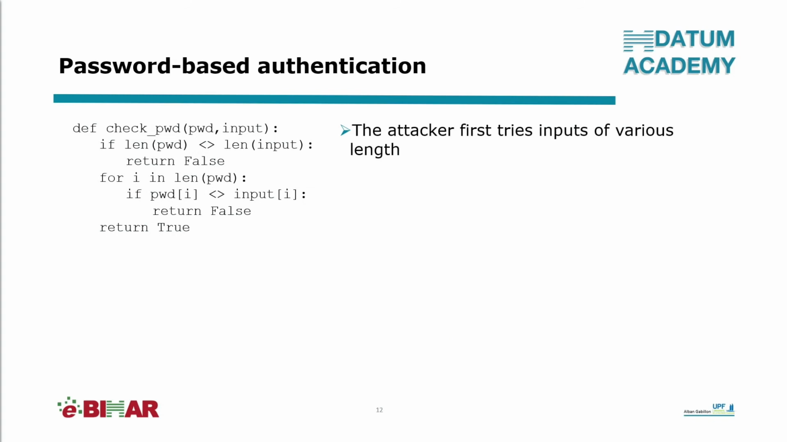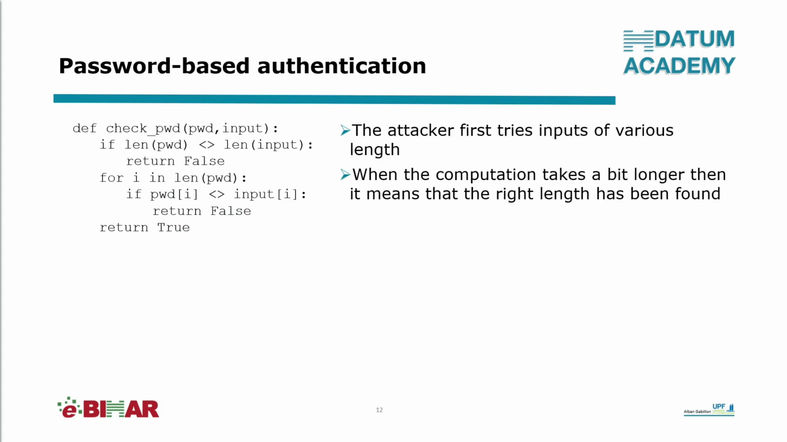The first thing this authentication function does is to verify that the password length is correct. If the length is incorrect, the function terminates abruptly. If the length is correct, the function continues its execution. Consequently, if the computation takes a bit longer, then it means that the right length has been found.